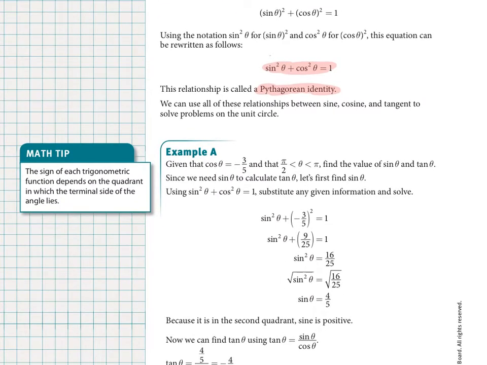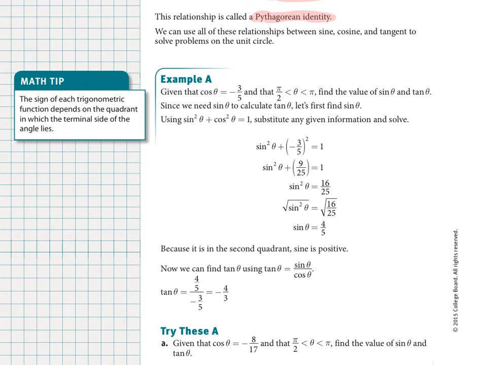So let's take a look at example A. They're going to give us some information. They're going to give us the cosine of an angle. Now notice, we don't know what this is. It may not be 30 degrees or 60 degrees. It may be something bigger. In fact, we know it's between pi over 2 and pi. So it's between 90 and 180. It's over in quadrant 2. And it wants us to find the other trig values. We don't know what theta is.